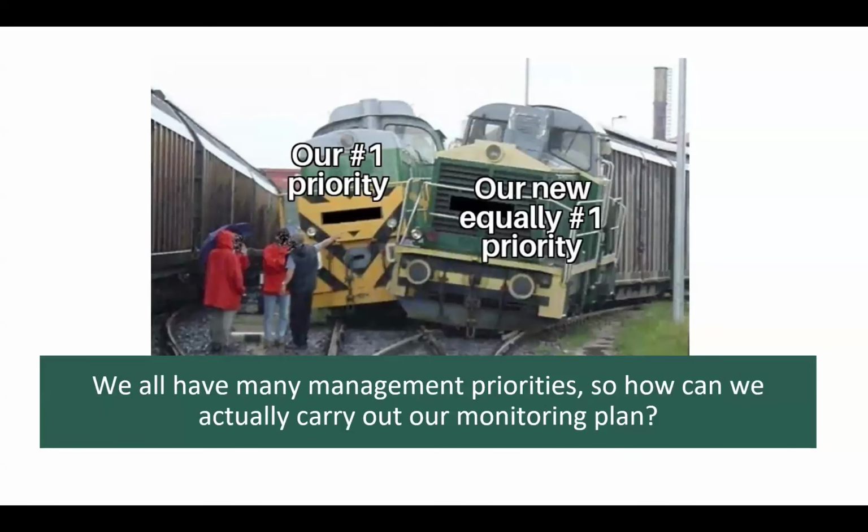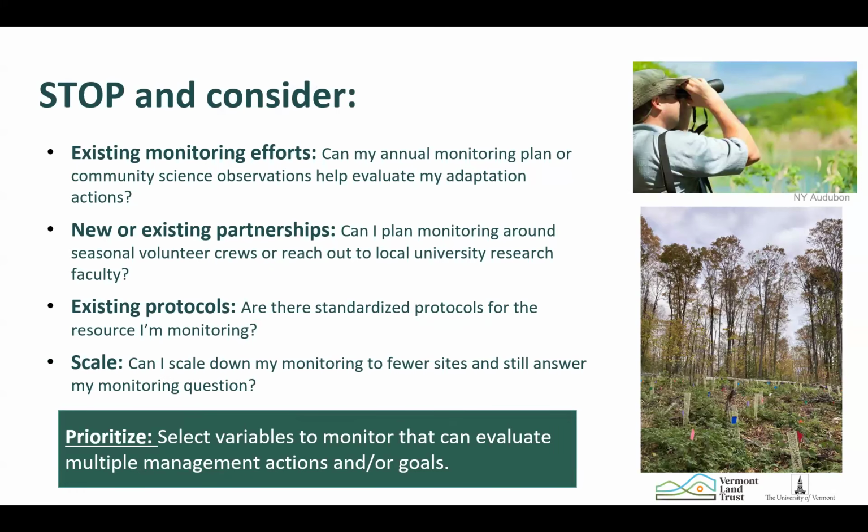This monitoring step can be a lot to think about and plan for. At this point, you might be thinking, how can I get monitoring done realistically with all the other management priorities that I have? Well, there's a few things we can stop and consider here when making our monitoring plans. First, think about if there are any monitoring efforts that are already going on, either by your team, natural resource scientists in the region, community science observations, or regional monitoring stations that can help answer your monitoring question.